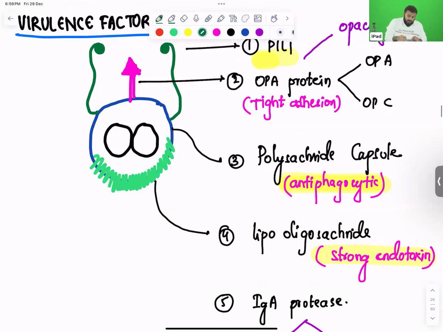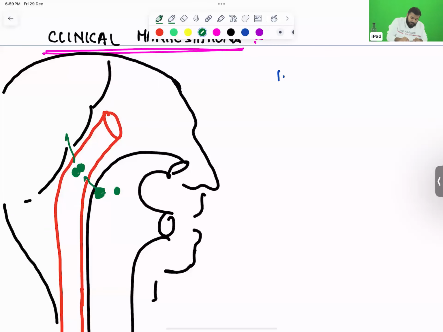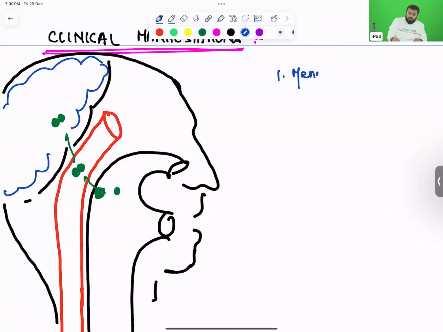After that, what will happen is that this bacteria, this diplococci, Neisseria meningitidis, will enter into your bloodstream. From the bloodstream, it is going to enter into your brain. And once it enters into your brain, it is going to damage your brain. So this is what is called meningitis. Actually, there will be meningitis, meningoencephalitis also. The question that is asked is, what is the most severe form of Neisseria meningitidis infection? Meningitis is the most severe form.